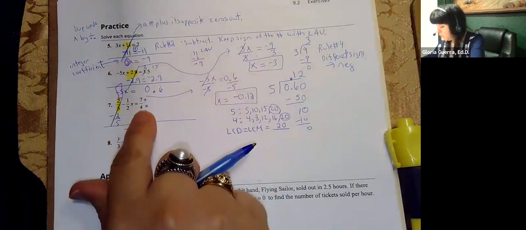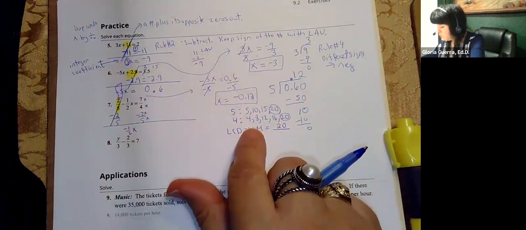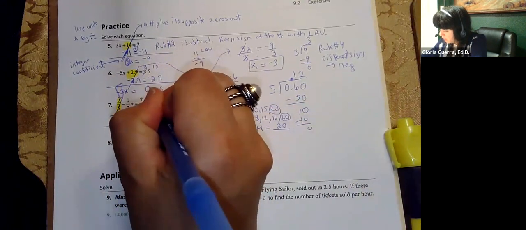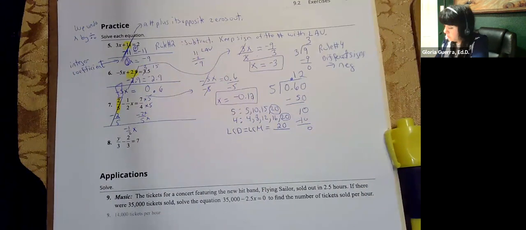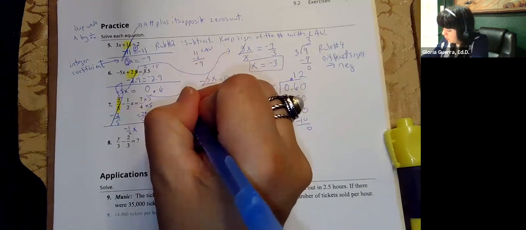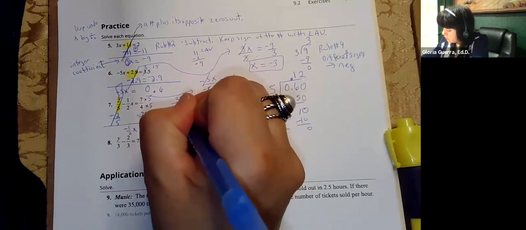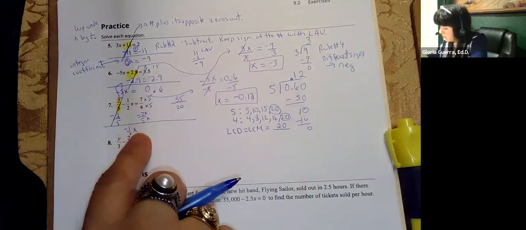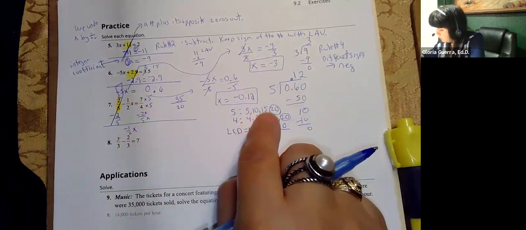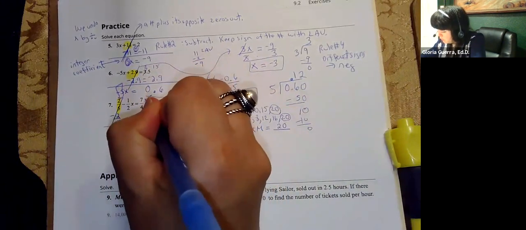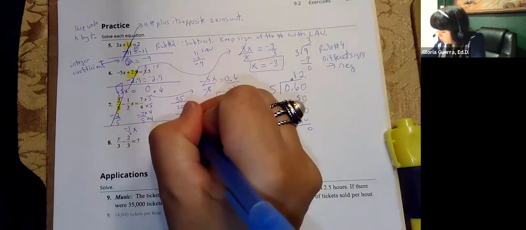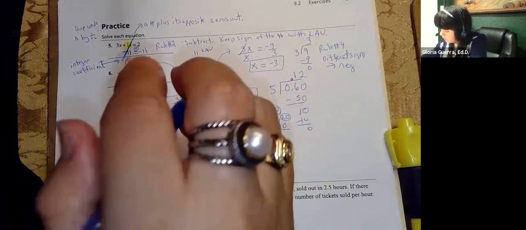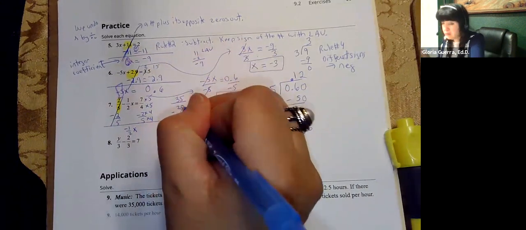Okay, so if you look at the 4, 4 times what is 20? 1, 2, 3, 4, 5. 4 times 5. So these are going to be 5. 7 times 5 is 35. 5 times 4 is 20. On the bottom, 5 times what is 20? 1, 2, 3, 4. 5 times 4 is 20. And that is negative 2 times 4, so that's a negative 8.